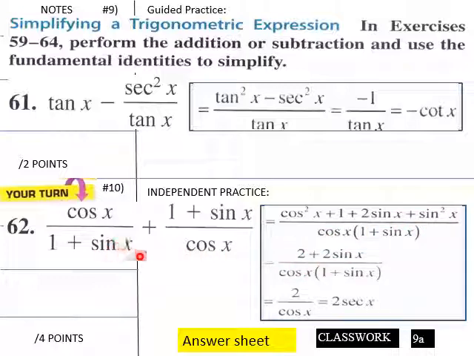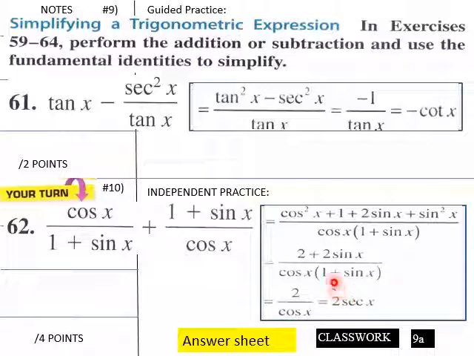By using our common denominator here, by multiplying 1 plus sine x times cosine x, then we get this in our numerator, and then we combine like terms up here, 2 plus 2 sine x. This will become 1, and then we add 1 to that, and we get 2 plus 2 sine x over this denominator. And then we do some canceling here, and we get 2 over cosine x, which is the same thing here as 2 times secant x.